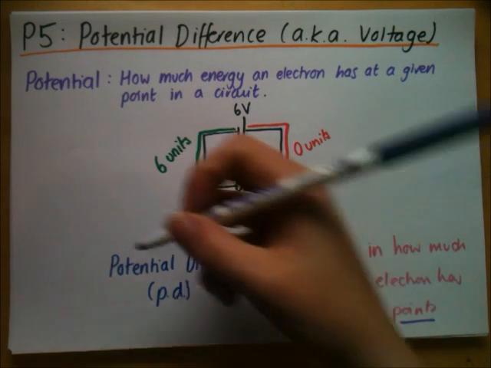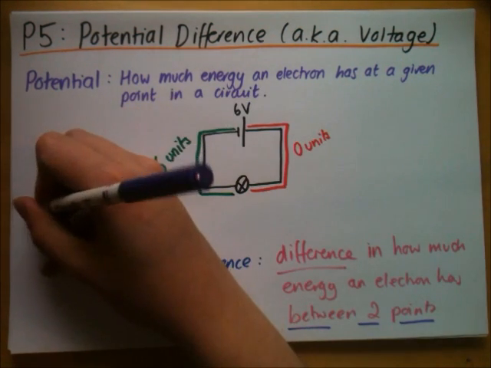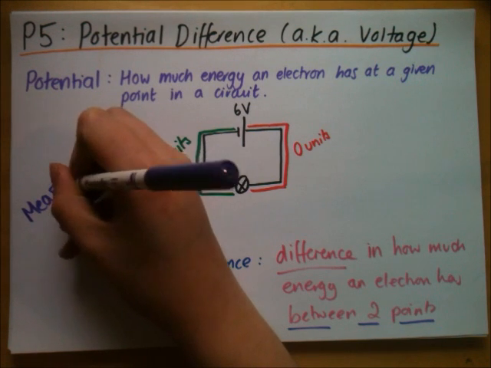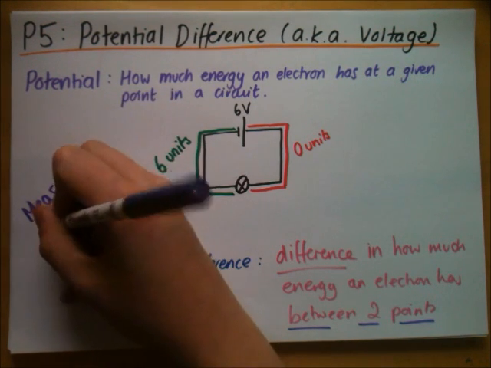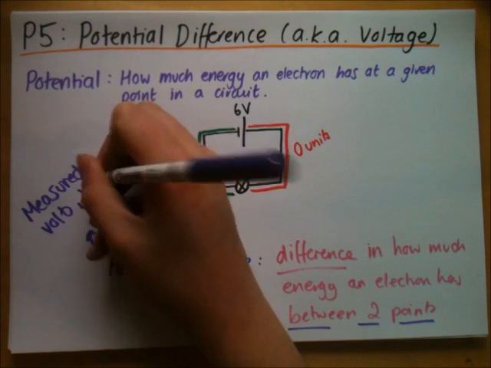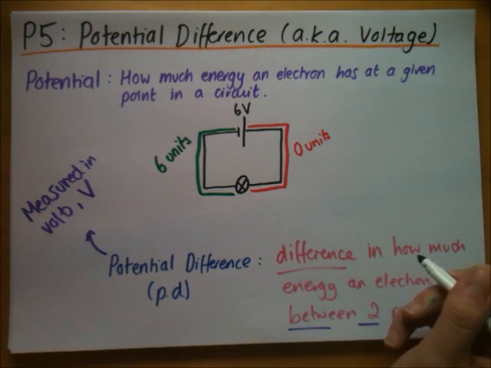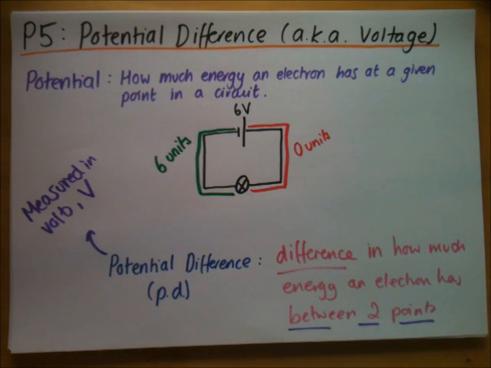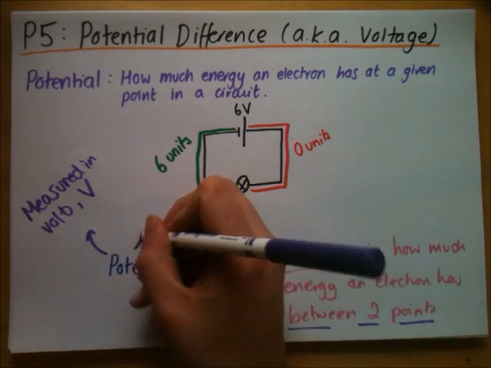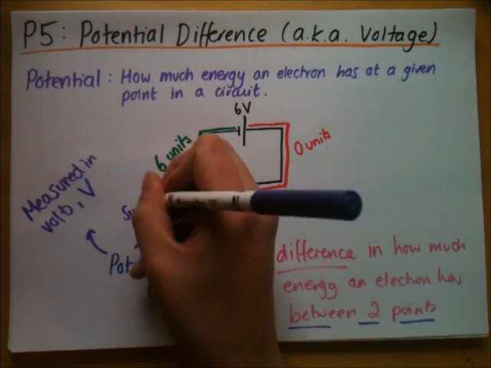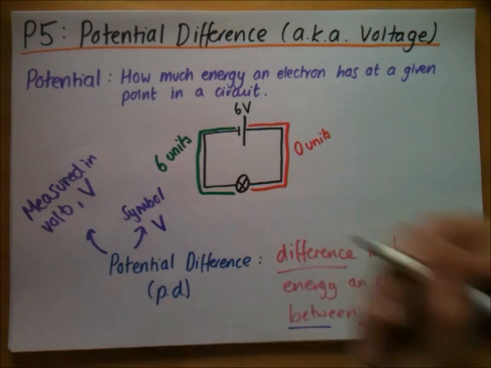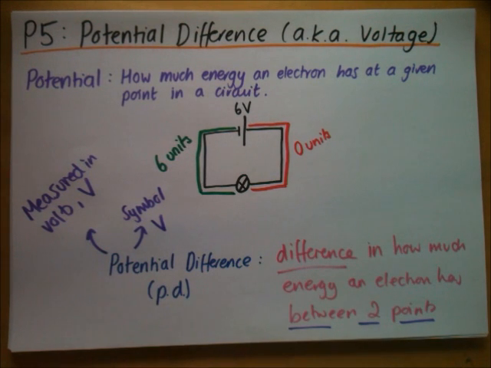Now potential difference is measured in volts, which is another reason why everyone says voltage. It's measured in volts with the symbol V. And the symbol for potential difference is also V. So it's not like current where we had I and A, 2 different things. It's got the same symbol as it does units, which is nice, but then it confuses other things as well. So it's got the symbol V and it's measured in volts V.